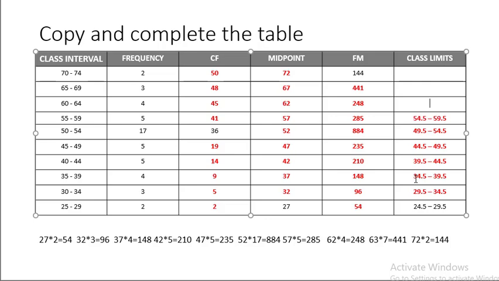So if you continue all the way up, this one we have 59.5 to 64.5. Then the one up we have 64.5 to 69.5. Then the last one we're going to have 69.5 to 74.5. So we have filled in the table, we have answered the question. This is all they need, this is all you need to do.